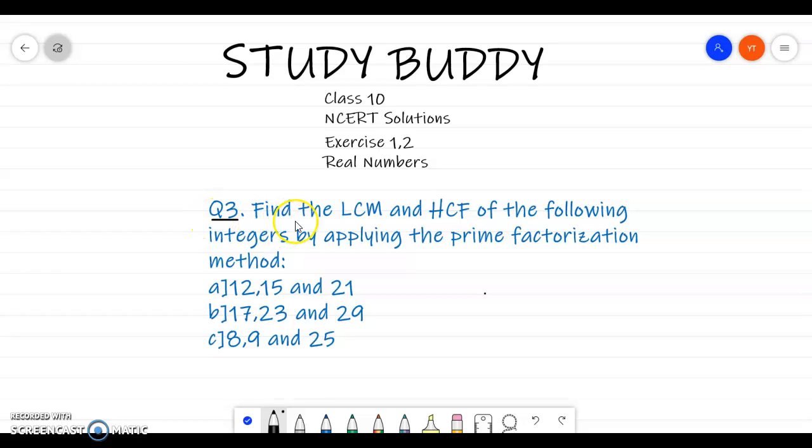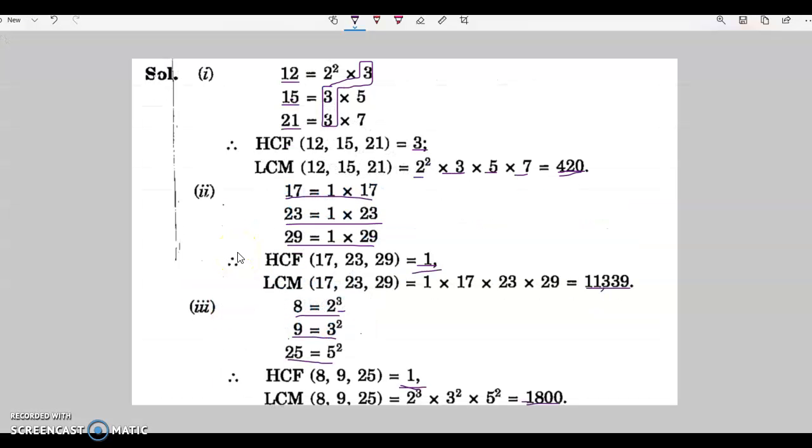Question number 3. Find the LCM and HCF of the following integers by applying the prime factorization method. So for this they have given us three sets of numbers for which we have to apply the prime factorization method to find the LCM and HCF. So let's get started with the first question. The first question is to calculate the HCF and LCM of 12, 15 and 21.